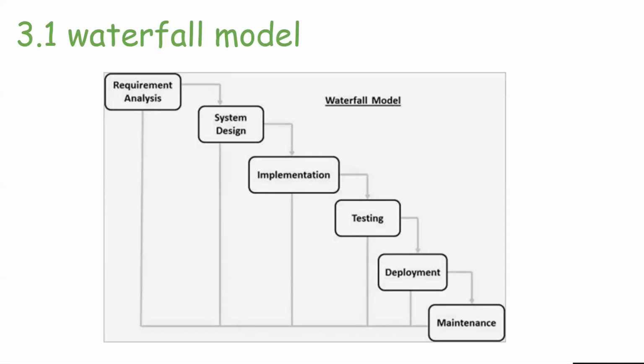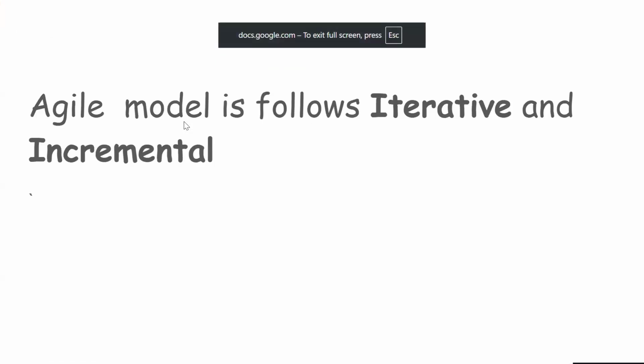So to overcome this problem, we are going to use the iterative incremental model. Agile is an iterative incremental model.